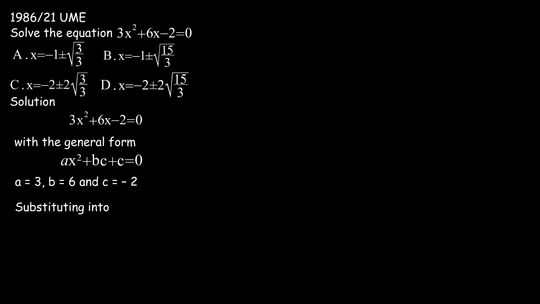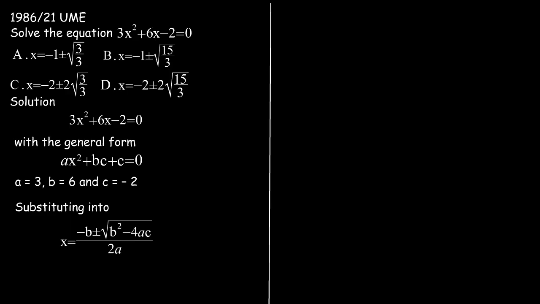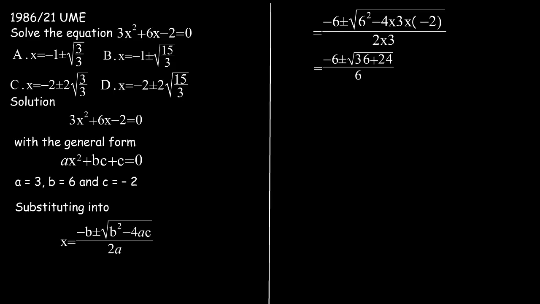Now substituting into our general formula, s equals minus b plus or minus the square root of b squared minus 4ac, divided by 2a. It will be equal to minus 6 plus or minus the square root of 6 squared minus 4 times 3 times in brackets minus 2, divided by 2 times 3, which will be equal to minus 6 plus or minus the square root of 36 plus 24, divided by 6.